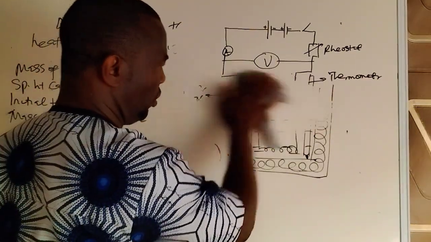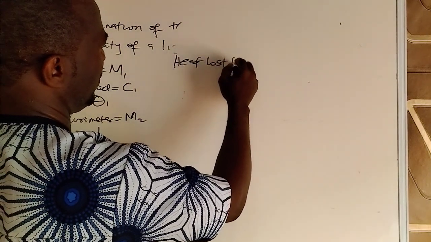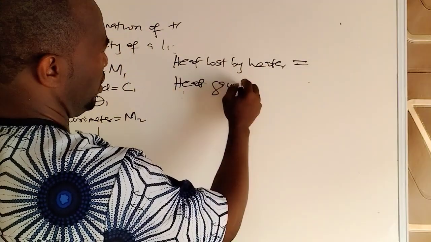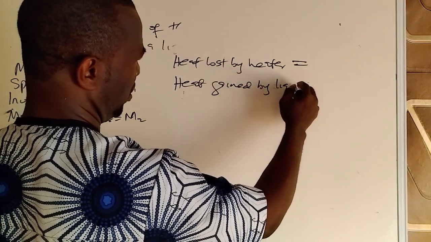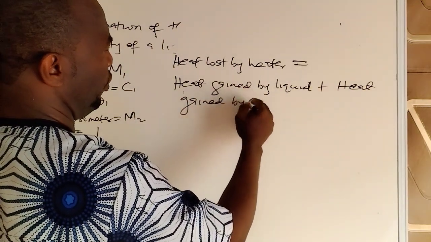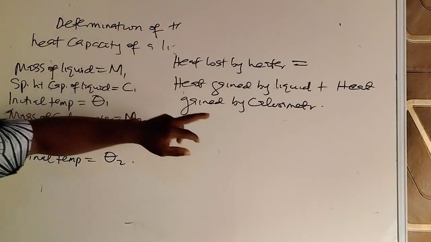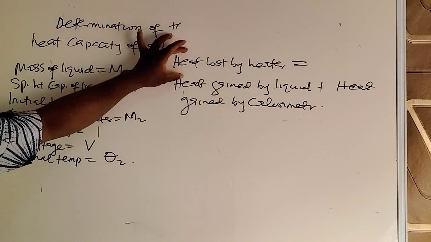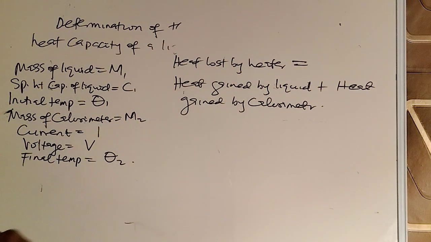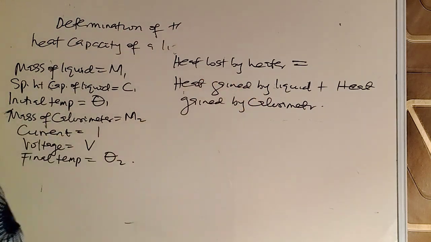So our principle in this will now be: heat lost by heater or heating coil equals heat gained by liquid in it plus heat gained by calorimeter. You see, the heater is losing heat, and the electrical energy it gains is transformed to heat energy in the liquid and in the calorimeter. So whatever energy is conserved, the heat energy lost by the heater will equal the heat energy gained by the liquid and the calorimeter and its content.